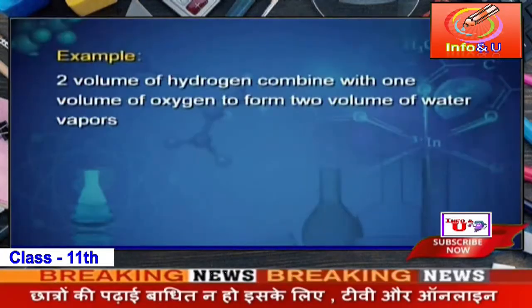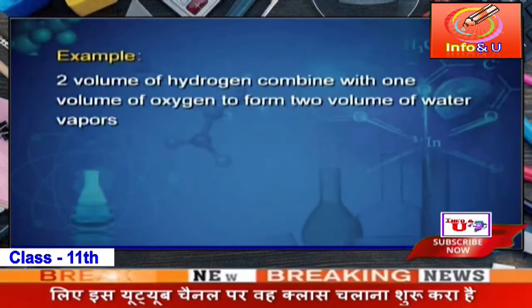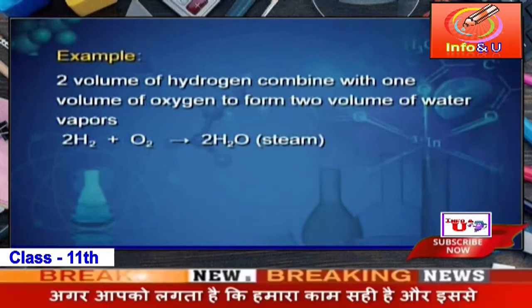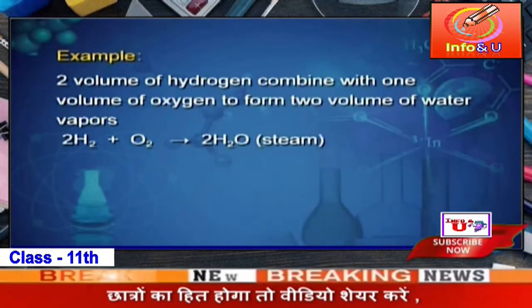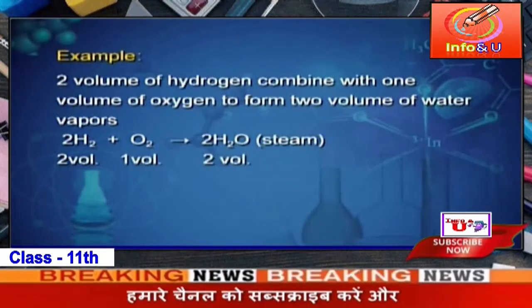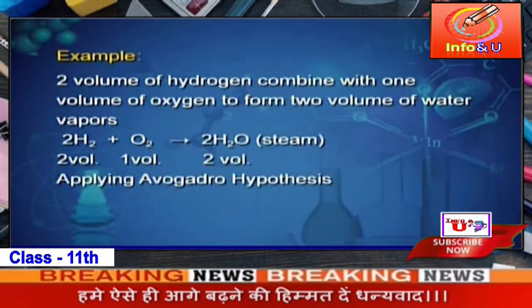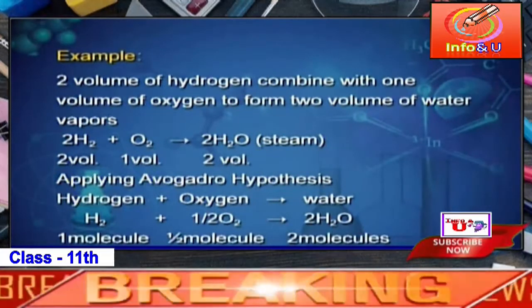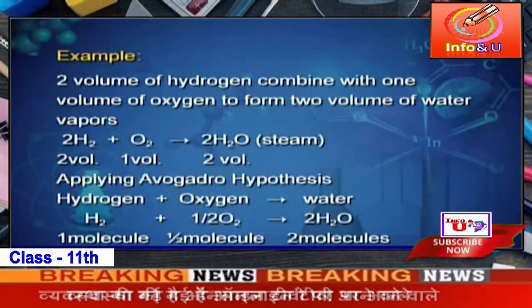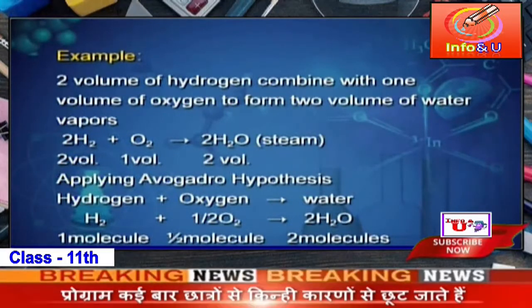Example: 2 volumes of hydrogen combine with 1 volume of oxygen to form 2 volumes of water vapor, as 2H2 plus O2 gives 2H2O, that is steam. In this reaction, 2 volumes of hydrogen are combining with 1 volume of oxygen giving 2 volumes of water. Applying Avogadro's hypothesis, hydrogen plus oxygen gives water: H2 plus 1/2 O2 gives H2O. One molecule of hydrogen combines with half a molecule of oxygen to give 1 molecule of water.